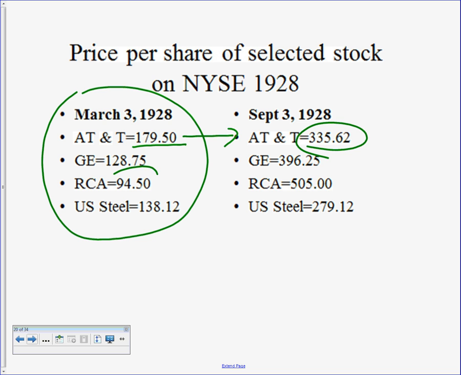RCA is probably the biggest one. It went from $94.50 all the way to $505 in 6 months. If you get that Michael J. Fox time machine and can go back in time, buy RCA in March of 1928 and sell it on September 2nd, 1928, you will make a killing. But people couldn't afford $505 a share, so what did we do? We bought on margin.